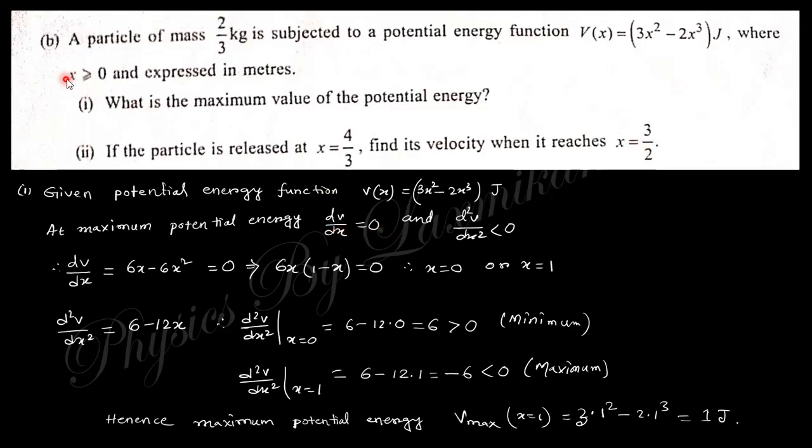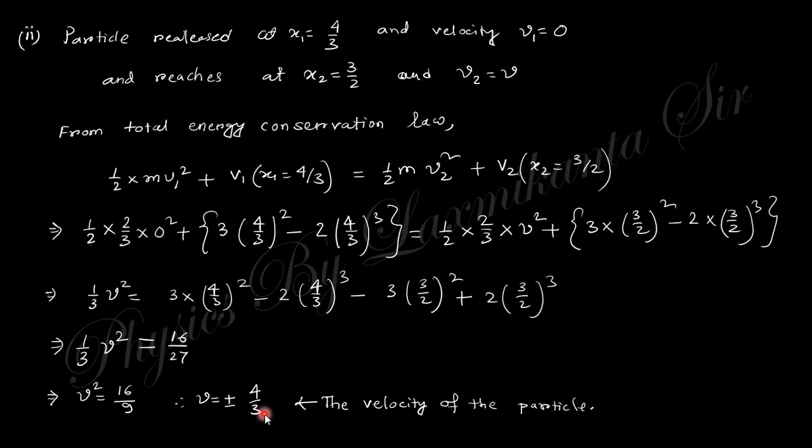And since this is greater than or equal to 0, we cannot take the negative value. So we can take only the positive value, right? Velocity can be positive, negative, no problem. X is not negative, so sorry, velocity can be positive, negative, no problem.